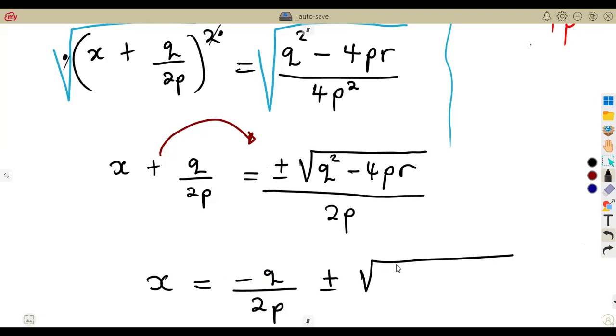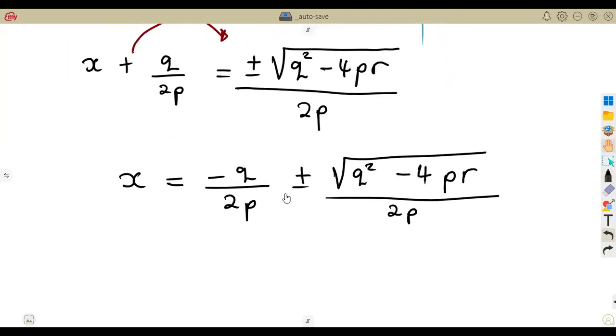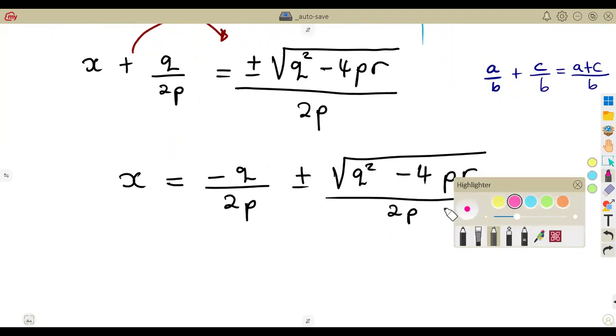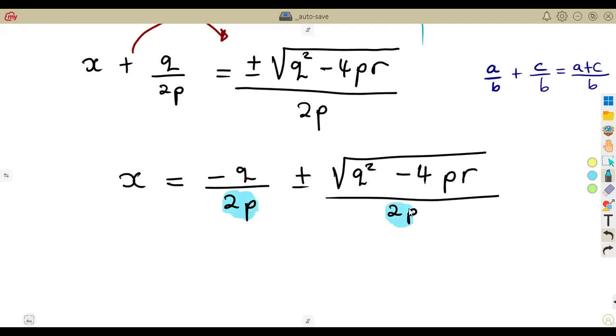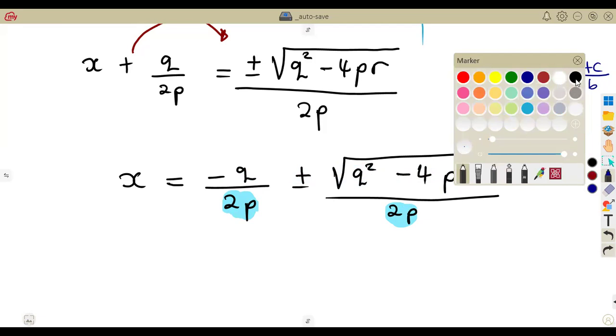When I have the square root of the remaining part, which is the square root of q squared minus 4pr like this, it allows us to combine the numerators together. Remember that if you're given fractions a over b plus c over b, as long as the denominators are the same, it enables us to add the numerators over the denominator, which is b. So you can see that we've got 2p, we've got 2p. The denominators are the same, so this allows us to combine the numerators together under the same denominator.